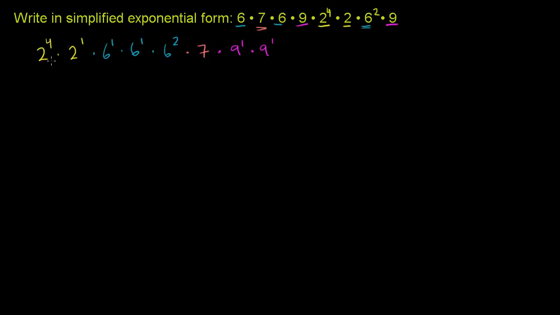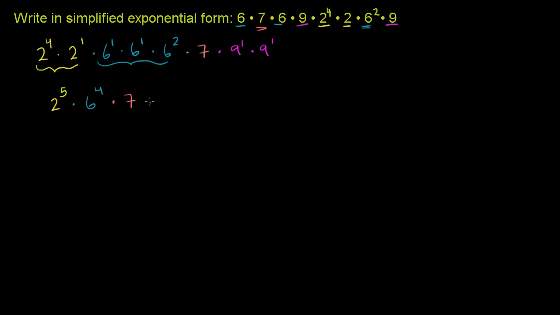Now, let's merge the products of these bases raised to different exponents. You have 2 to the fourth power times 2 to the first power. This is going to be the same thing as 2 to the 4 plus 1 power, or 2 to the fifth power. Then you have your 6's. So 6 to the first times 6 to the first times 6 squared is the same thing as 6 to the 1 plus 1 plus 2, or 6 to the fourth power. Then we have that 7 there. Nothing really you can do to simplify that. Times that 7. And then we have a 9 times a 9, which is 9 squared. Or you can think about it as 9 to the first times 9 to the first. Add the exponents, 9 squared.